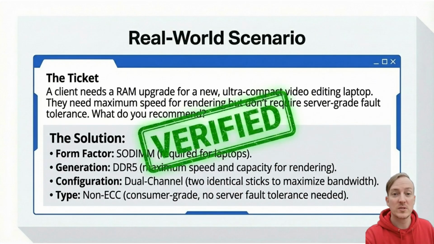Let's put it to the test with a real-world scenario. Your client needs a RAM upgrade for an ultra-compact video editing laptop. They need maximum speed for rendering, but they do not need server-grade fault tolerance. What is the solution? First, because it's a laptop, the form factor must be SODIMM. Second, for maximum rendering speed, we choose generation DDR5. Third, to maximize the bandwidth highway, we configure it in a dual-channel kit. And finally, because they don't need fault tolerance, we save them money by specifying non-ECC memory.